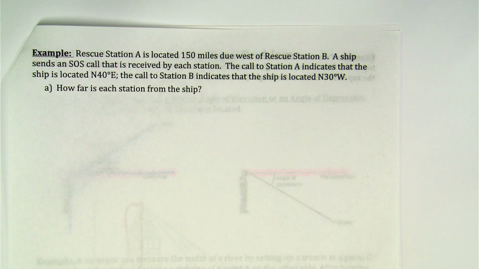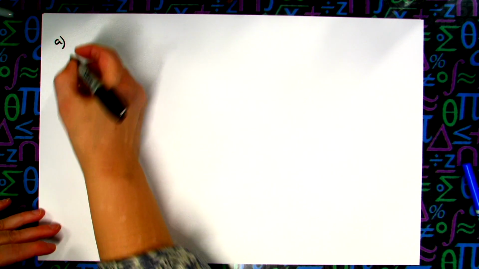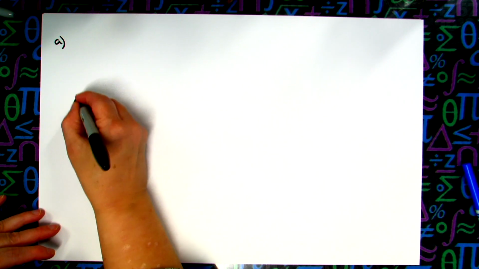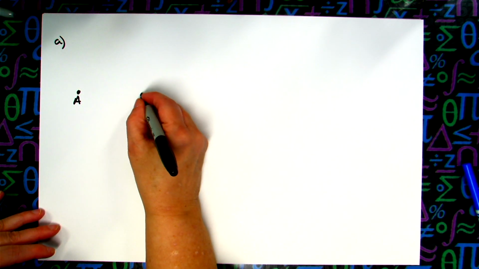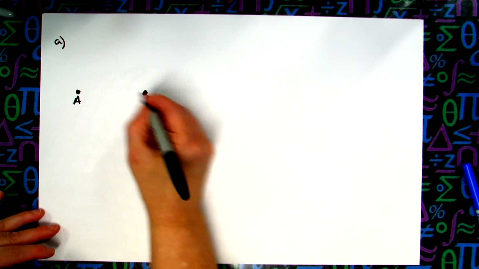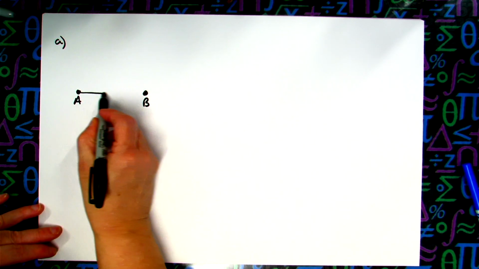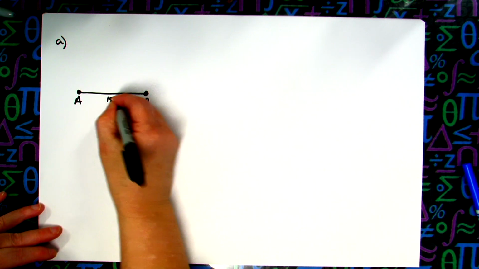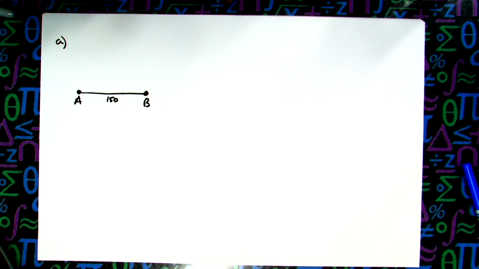Okay, so first of all, we need a picture. Do you want to do the picture on your own? You're all shaking your head no. You don't want to try this one yourself? Okay. All right. So I've got station A, station B, 150 miles apart. So that's what I'm going to start with. Okay, so here's A, and here's B, and they're 150 miles apart. So that was the easy part, okay?